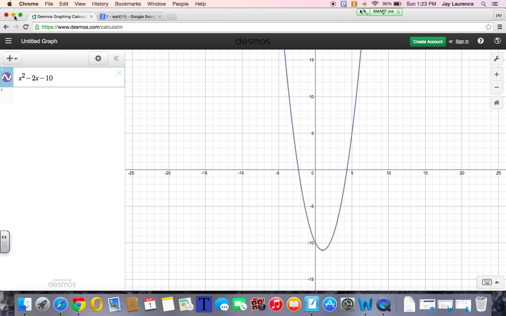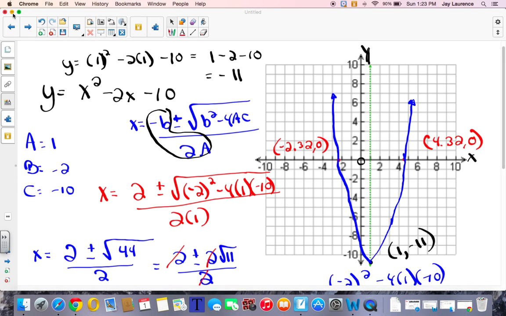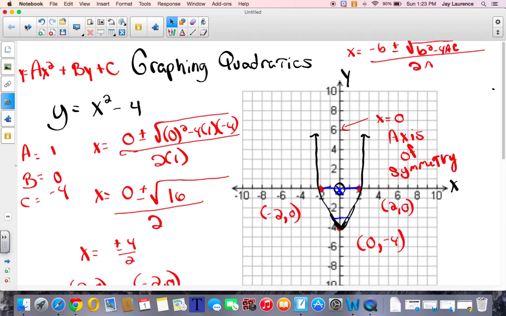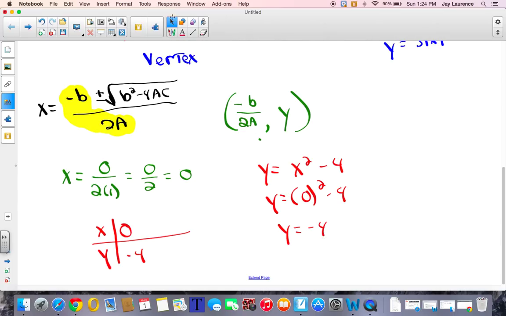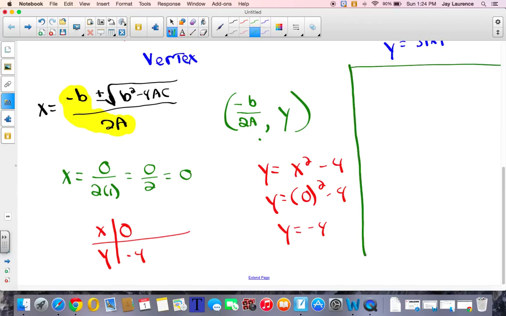All right, so let me go back to this first problem really quick here. And remember that our axis of symmetry was 0. Notice that symmetry is such a big, important thing. Our two zeros are two x-intercepts.